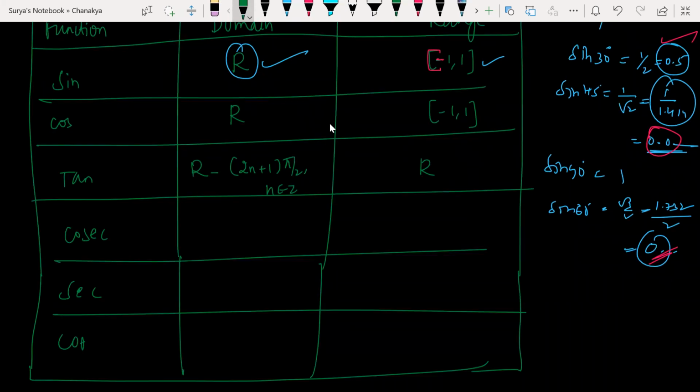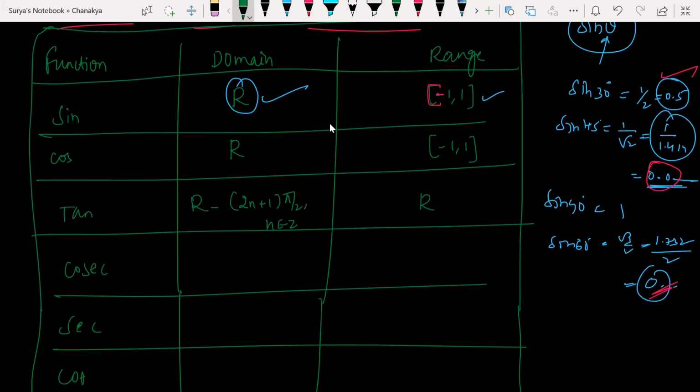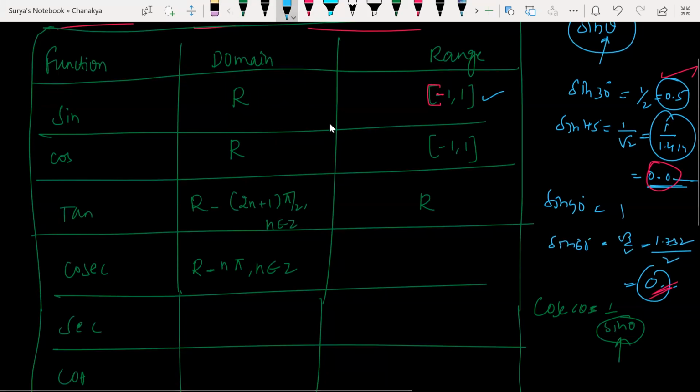Now what is the domain of cosec? 1 by sine, so R minus n pi, where n belongs to Z. Why n pi? Look at this here. Cosec theta can be written as 1 by sin theta. Sin theta is applicable for all the values, all the real numbers. So I can write every real value except what?